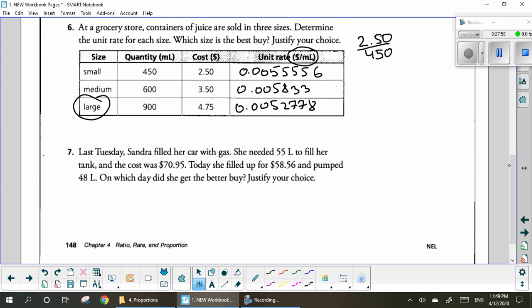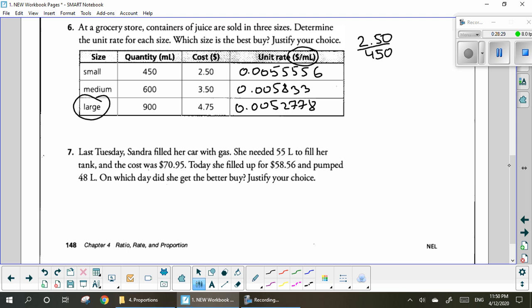Last Tuesday, Sandra filled her car with gas. She needed 55 liters to fill her tank, and the cost was $70.95. Today, she filled up, paid $58.56 and pumped 48 liters. On which day did she get a better buy? So maybe, I don't know if you're aware, but gas prices change not only daily, they change almost hourly. So it seems like she got a better deal on one of the days, and we want to find out which day it was.